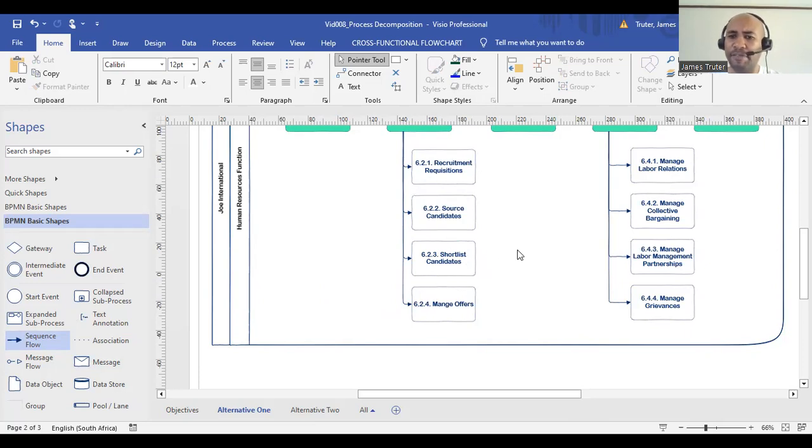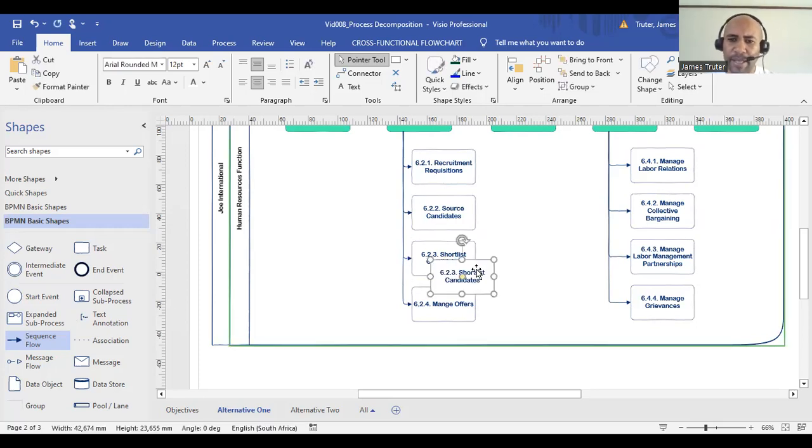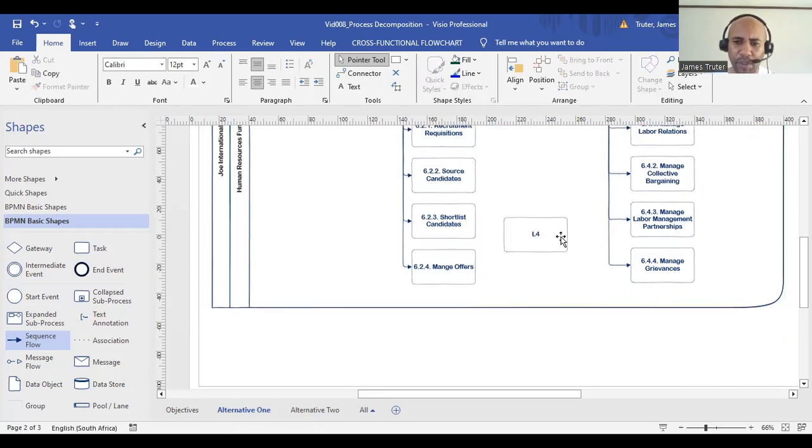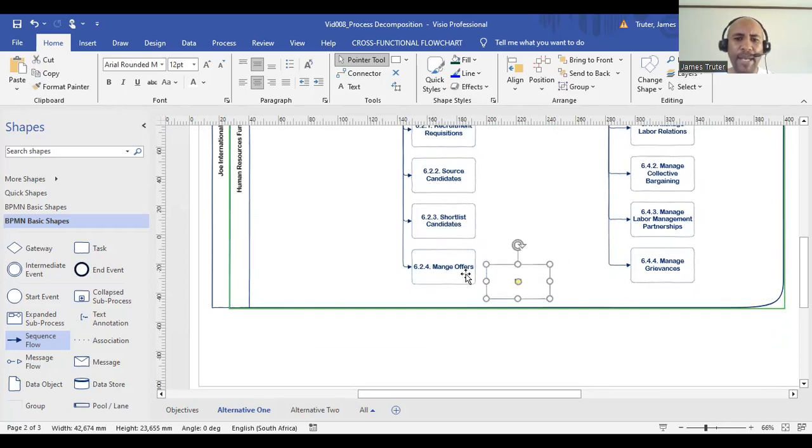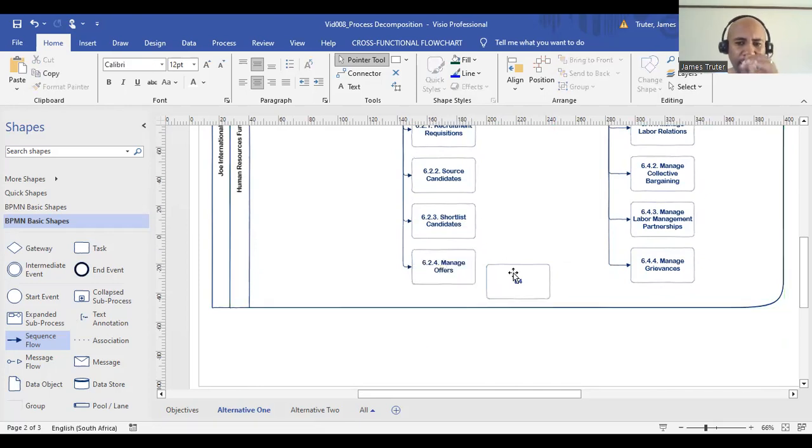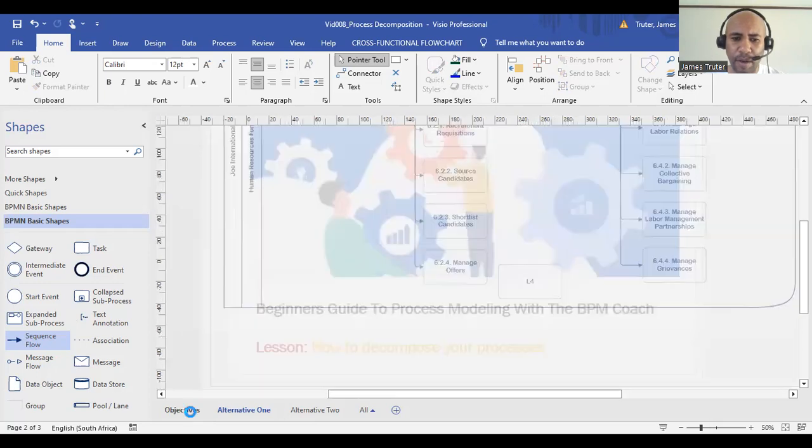Again, you would need a further level. You would need level 4 processes that speak to how we actually do this. What are the processes involved in shortlisting candidates? And similarly for managing offers, you would need level 4 processes that speak to how you manage those offers.